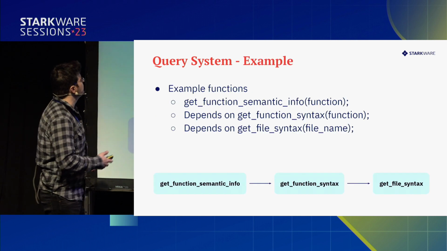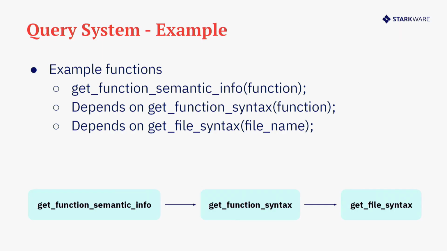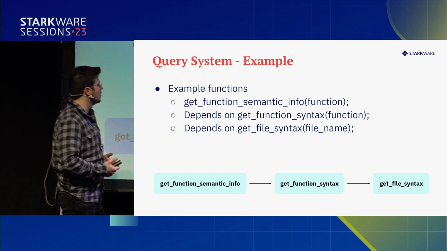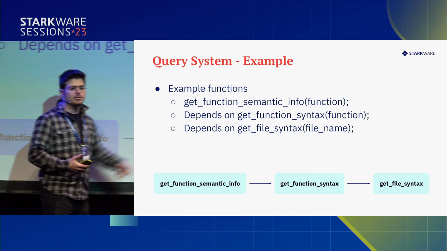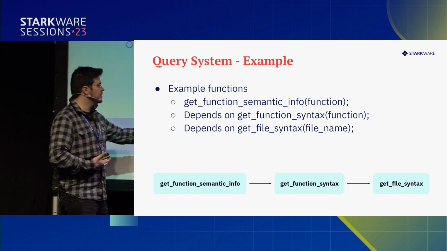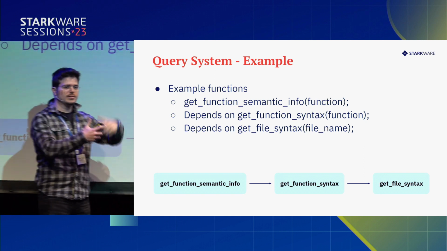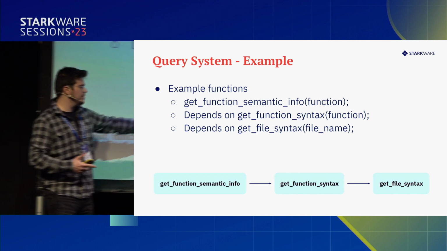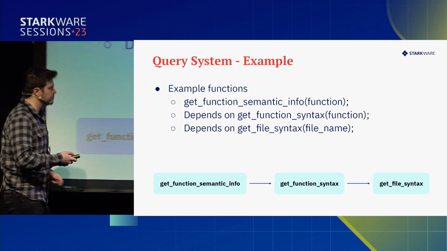And let's see some example. Let's say this is how we break the compiler code. Let's say we have this get function semantic info. It gets a function and returns all the type info inside this function, what it returns, what it gets. This one depends on get function syntax, which for every function returns the syntax tree. And get function syntax actually depends on get file syntax, which gets the syntax tree of the entire file. So this query calls this query, this calls this query.